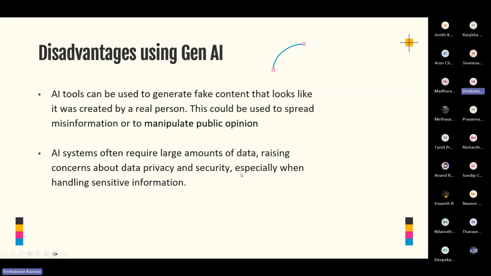So this is what I would like to show. But even though a lot of things can be achieved through ChatGPT, there are some disadvantages too. An AI tool can be used to generate fake content that looks like it was created by a real person, which means it will also give wrong answers. So what I suggest is that you cross check every response it gives, and do not trust this platform blindly. It is one of the disadvantages.